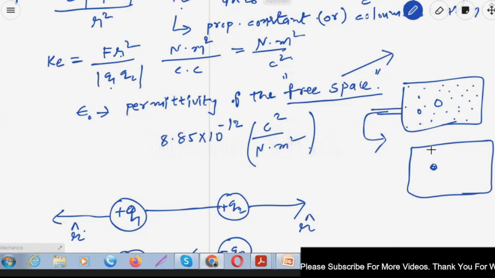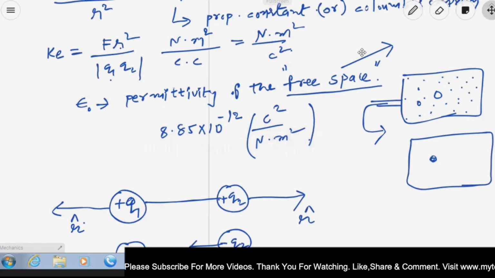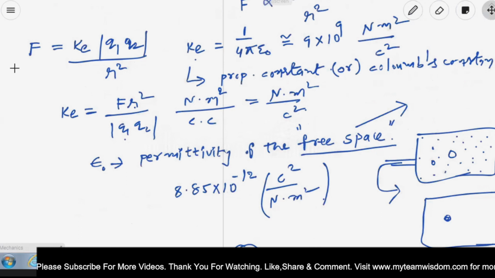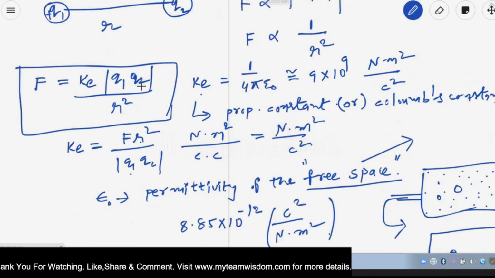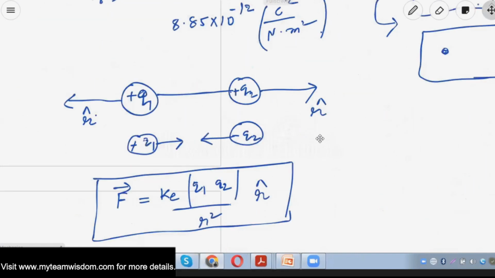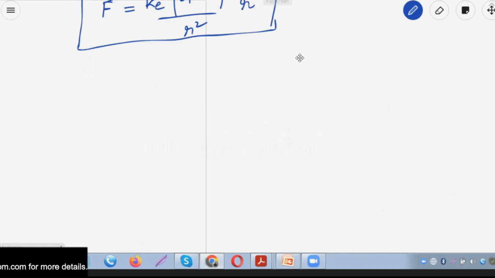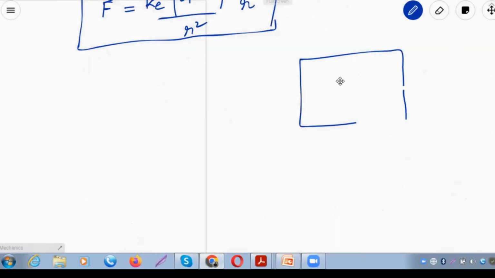You will be getting the free space. In this free space, this is the formula that is generally used: F is equal to Ke into magnitude of q1 into q2 by r squared. But what if I am not placing those two charges in free space? I am placing those charges in a medium, let us say a silicon medium.